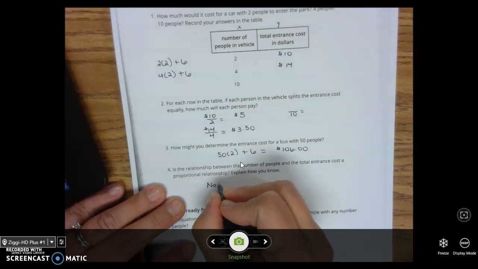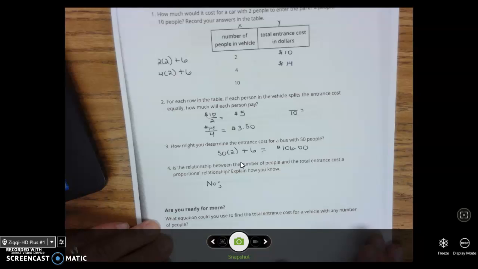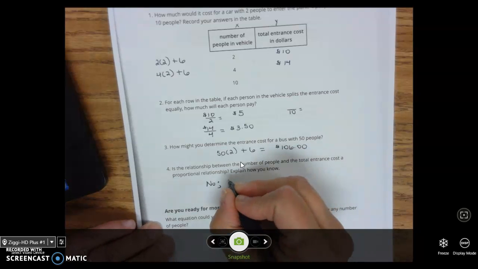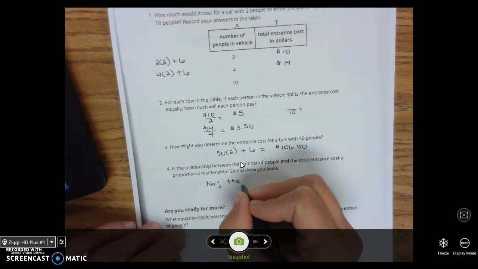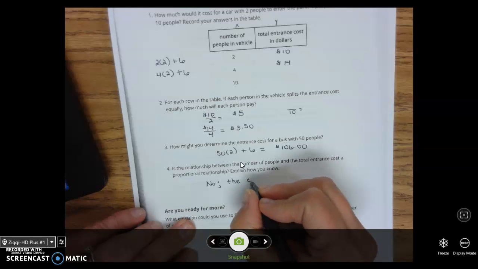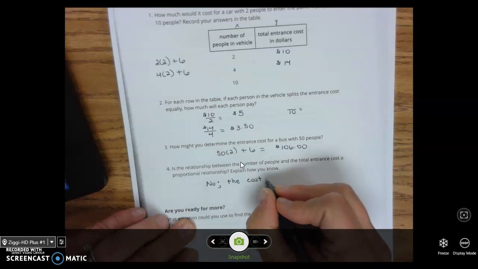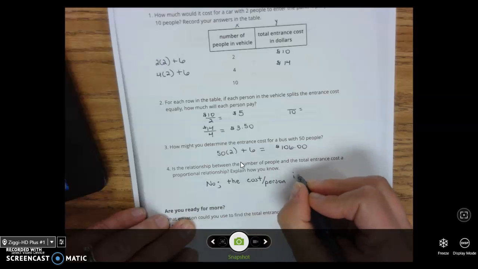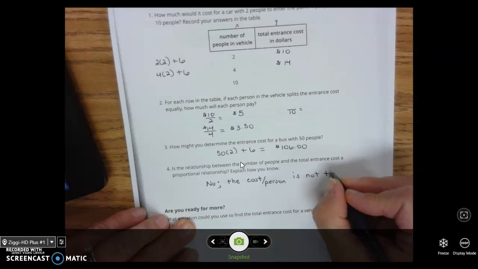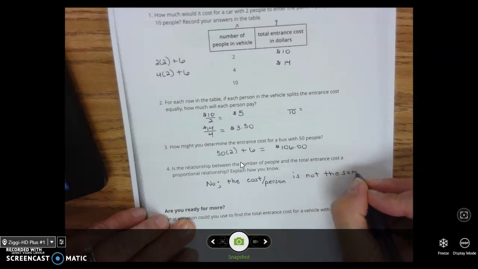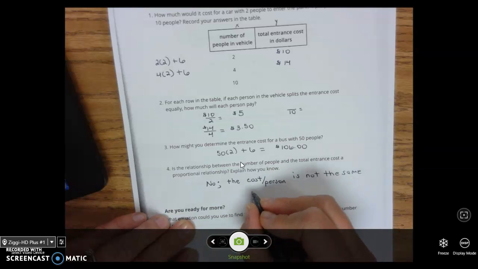And how do we know it's not proportional? Because the cost per person is not the same for each row.